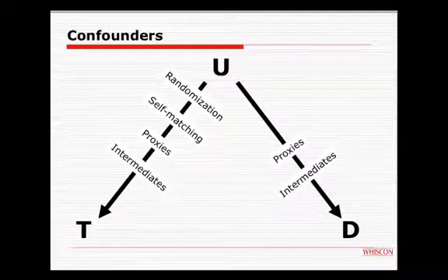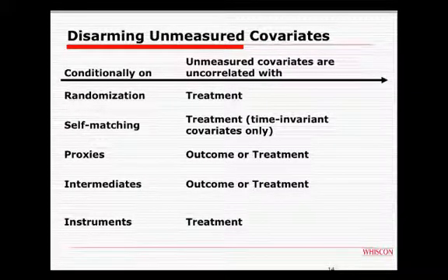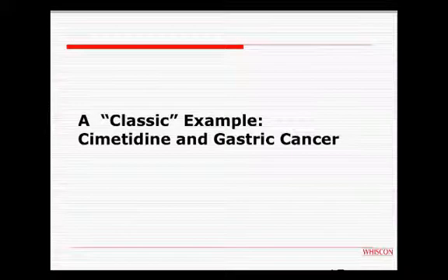Similarly, we can look at intermediate variables, which sometimes are proxies, as stand-ins for the unmeasured confounder, either as it predicts treatment or as it predicts disease. Finally, we can use instrumental variables, which break the relationship between confounders and treatment. So we look at a pure unconfounded determinant of treatment in its relation to disease. In a table, here are the methods we'll talk about, and here are the places where they break confounding caused by unmeasured covariates. As a motivating example, we'll look at the relationship between cimetidine and gastric cancer.